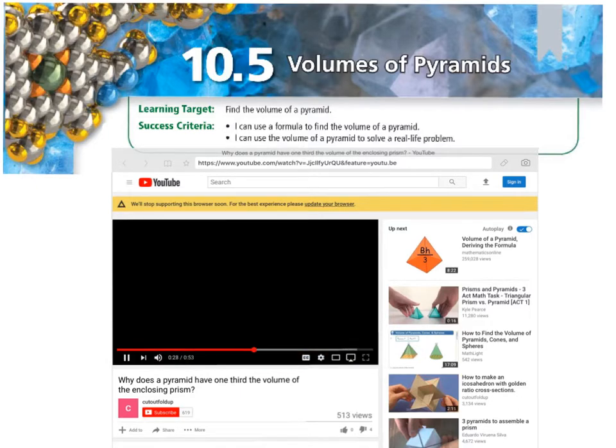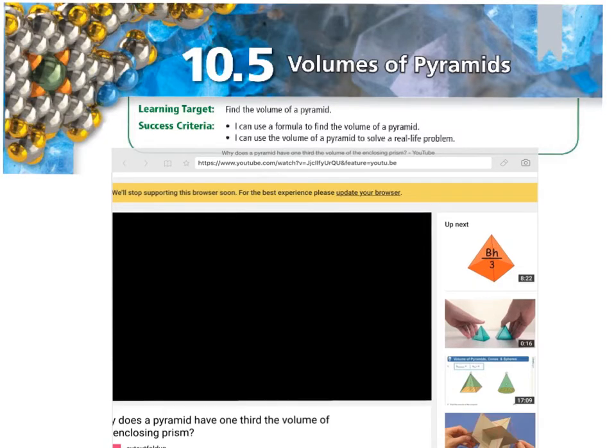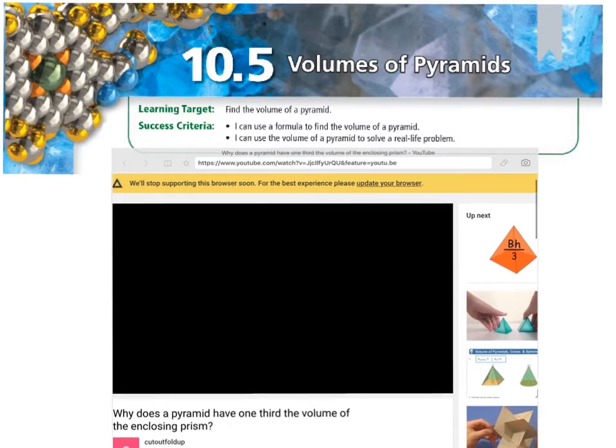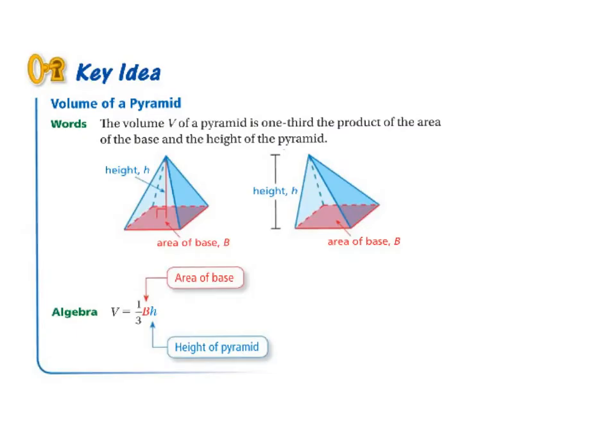The pyramid and the cube have the same base and the same height. See how many times bigger the cube is than the pyramid. You'll find that the cube is 3 times as big as a pyramid.